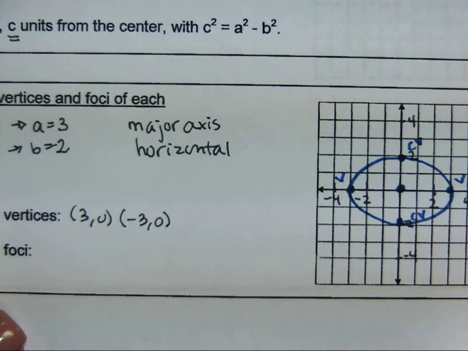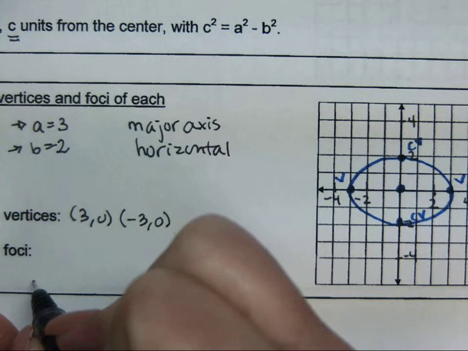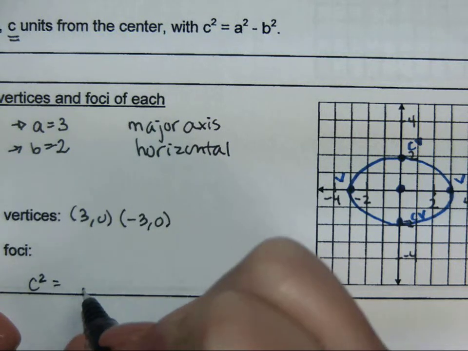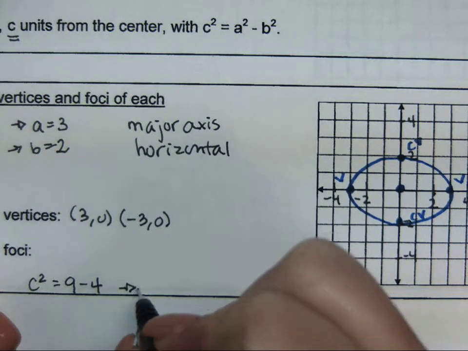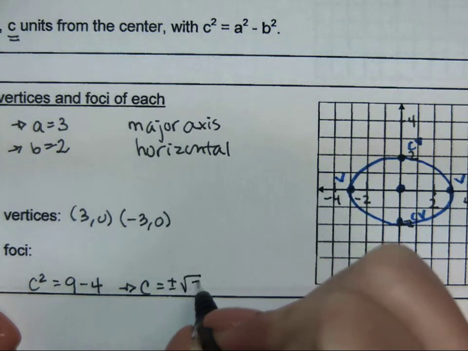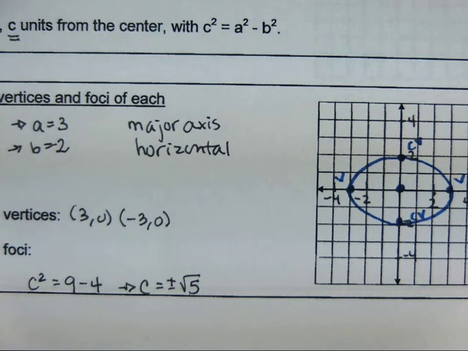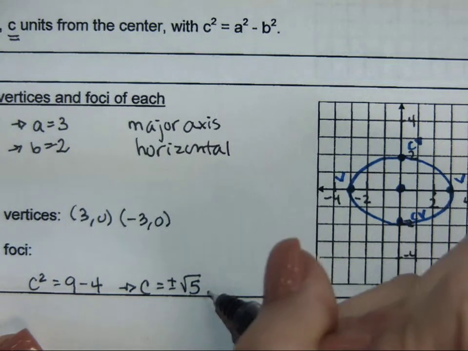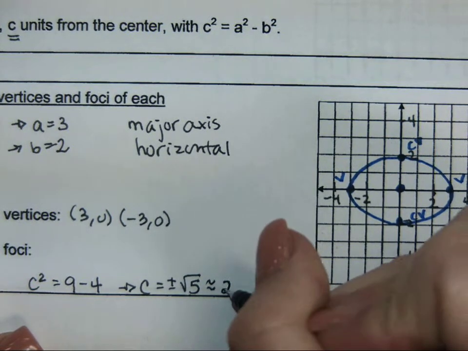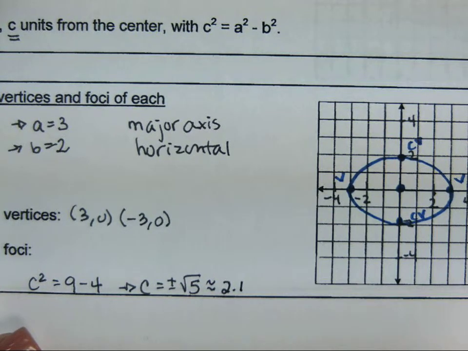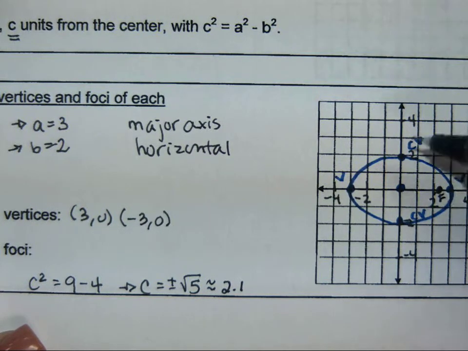Now, to find my foci, the equation is c squared equals a squared minus b squared. So what that means is that the c value is going to be plus or minus the square root of 5. Now we don't always know what the square root of 5 is, and I don't know where to find that, so I'm going to approximate it. I know that the square root of 4 is 2, so this is about 2.1, 2.2. And so going from the center, I need about 2.1 units to get to a foci. So that's going to be about right here. That's a foci. Same thing in this direction.